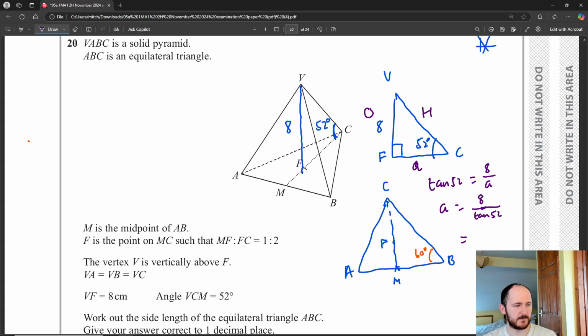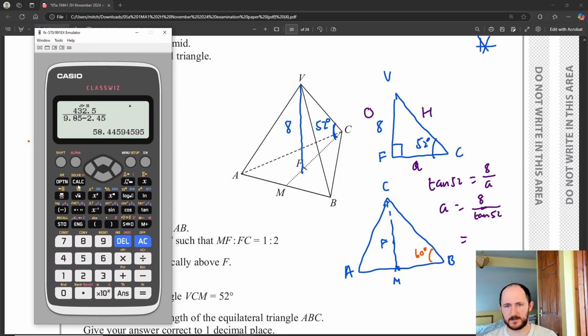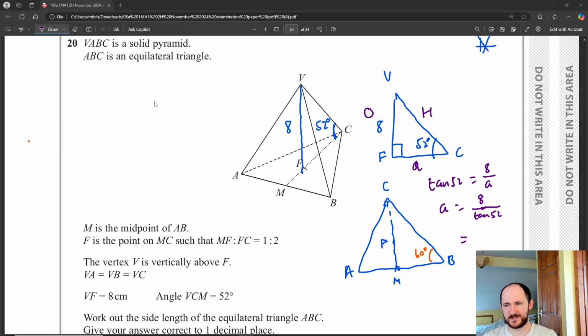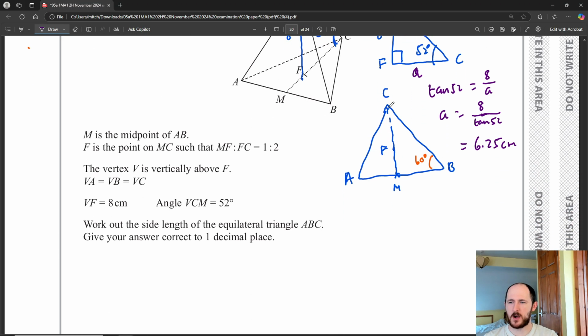Again, calculator exam, so use a calculator, shockingly, I know. 8 over tan 52 gives us... Is that because I just didn't... There we go, okay. I've never seen my calculator reject me because of that, but fair enough. 6.25 centimetres, which means the whole length CM.